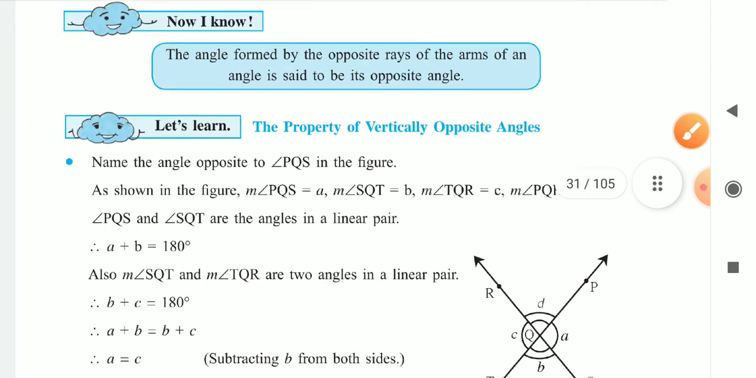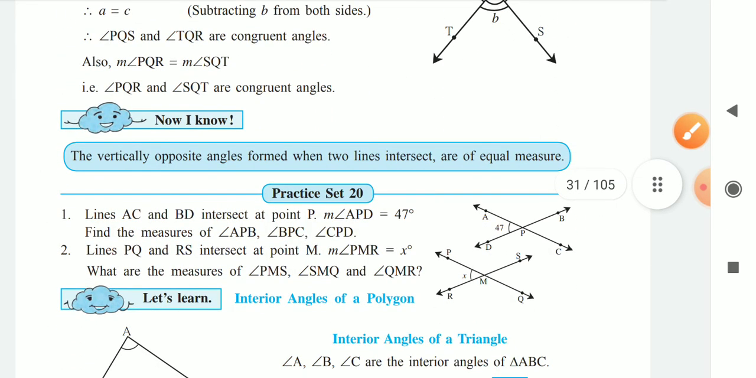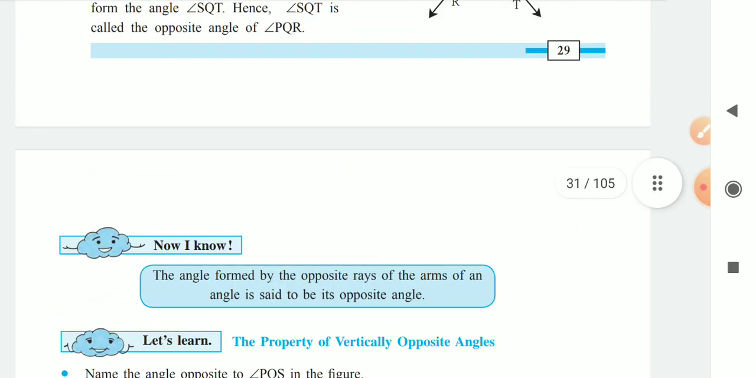So tomorrow we will see the next part of our lesson and practice set number 20 in our next lecture. Today we will stop here only. All of you study this, write down this property of vertically opposite angles, first of all understand it, and then we will see the next part.